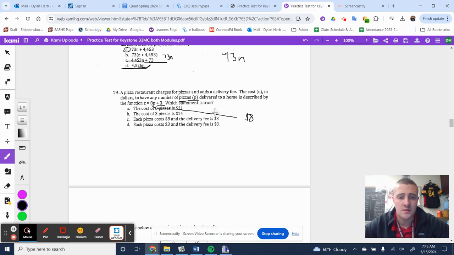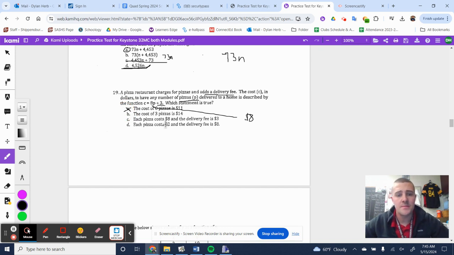It would cost $3. So it's probably a delivery fee because it does say that it adds a delivery fee. So the $3 is the delivery fee. So, the cost of 8 pizzas is $11. Well, remember, the P in the formula stands for the number of pizzas. So this would be substituting an 8 into P. So I'd be doing 8 times 8 plus 3. That's way more than 11. So A is not correct.